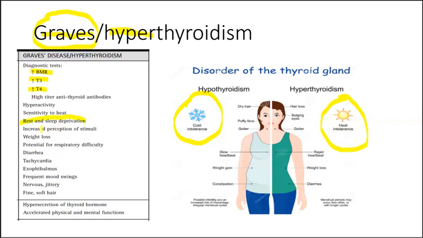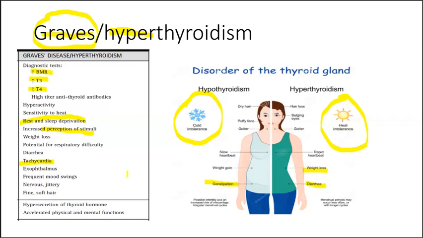There's increased perception to smell. Again, you will notice there's weight loss because of the overactivity. There's again potential for respiratory difficulty, but this time around, we're having diarrhea. Remember, on the other side of the aisle was constipation, but in hyperthyroidism, everything is moving fast. So you can use that to remember that we're going to have diarrhea. The heart rate is also beating fast. There's tachycardia. And there's exophthalmos, which is the bulging of the eyes. There's frequent mood swings. The client is nervous, jittery.